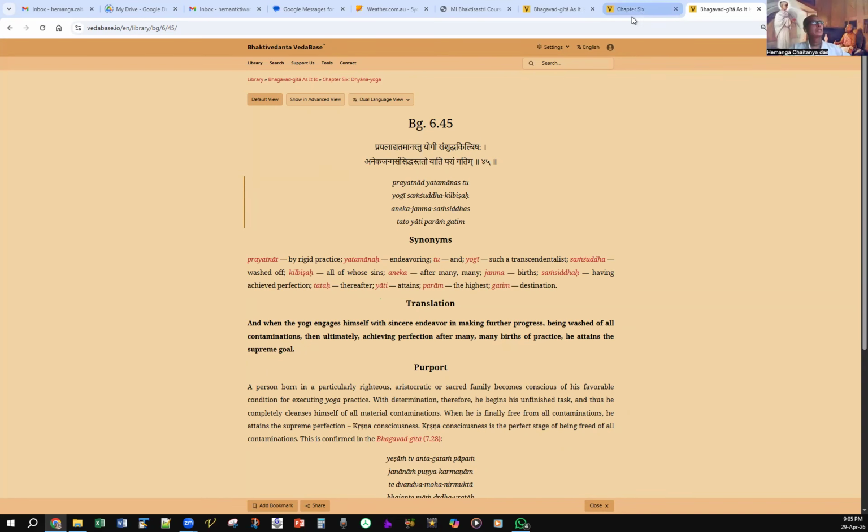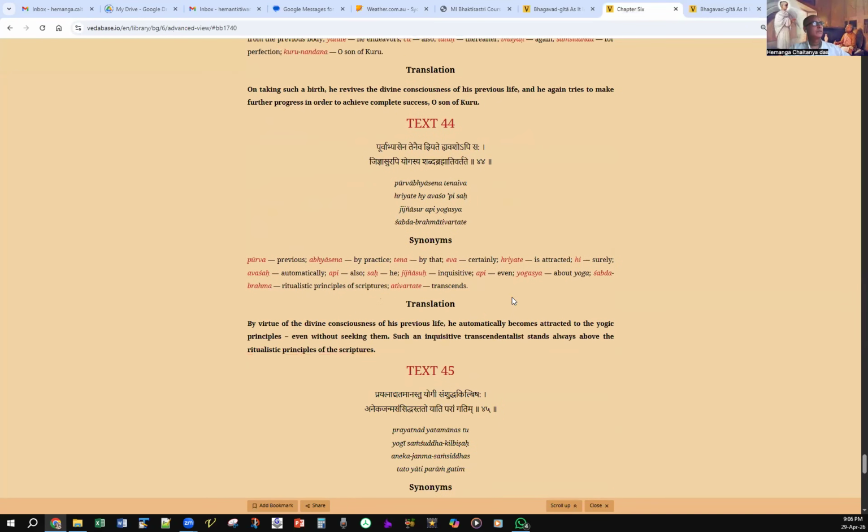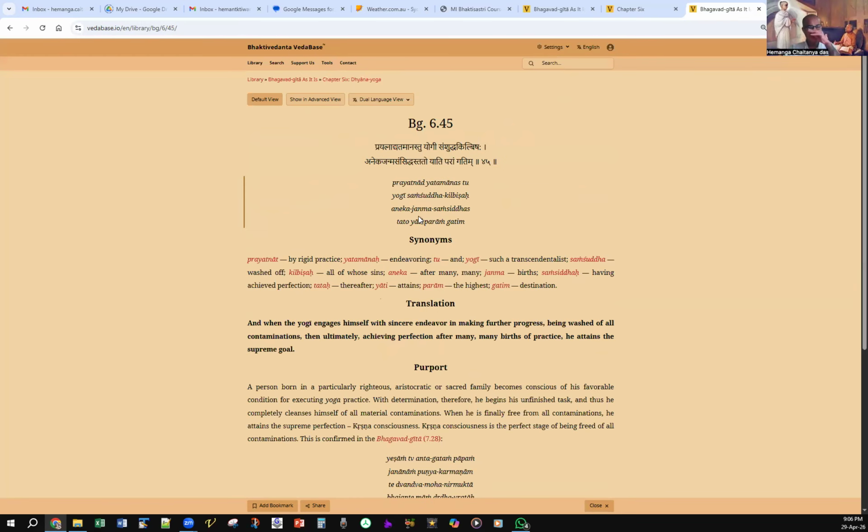Thank you, Prabhu. So just look at 6.44. What he is saying here is that he automatically becomes attracted to yogic principles, and then he makes further advancement. Now, this is the verse talking about the further advancement. Prayatna is a Hindi word: yatna, endeavor, trials. So he does prayatna, he does endeavor in the spiritual side.